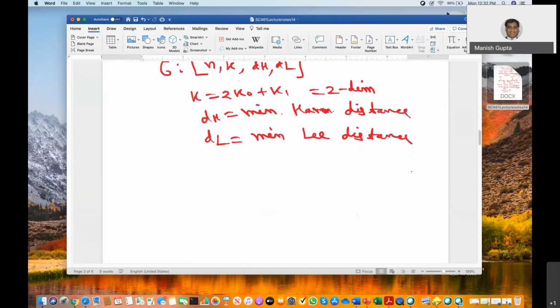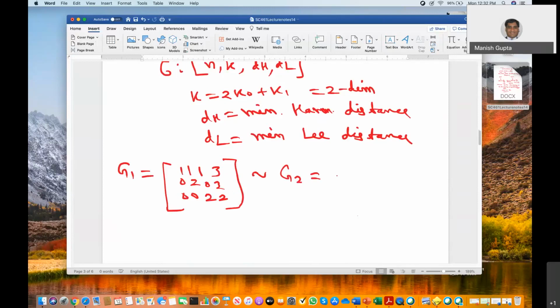Also I'll show you an example. If you take a code with generator matrix G1 as 1 1 1 3, 0 2 0 2, 0 0 2 2, this code is equivalent to the code with generator matrix 1 1 1 1, 2 0 0 2, 0 2 0 2. Okay, so you can check that.